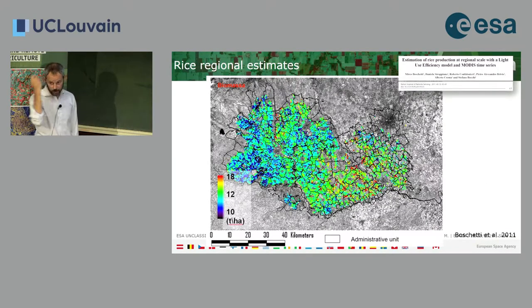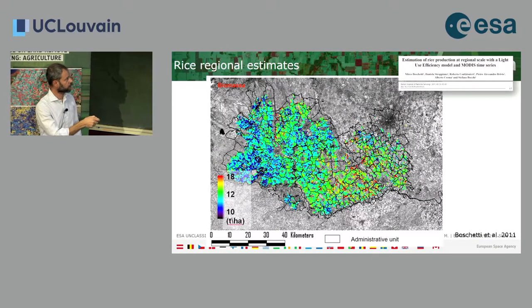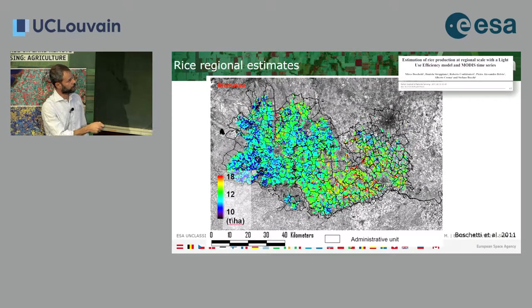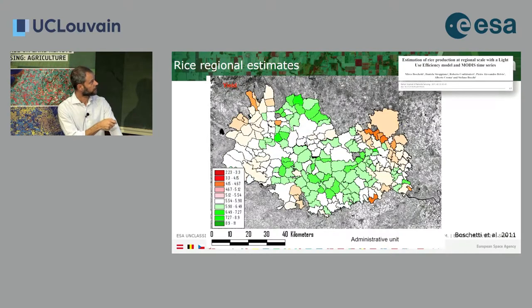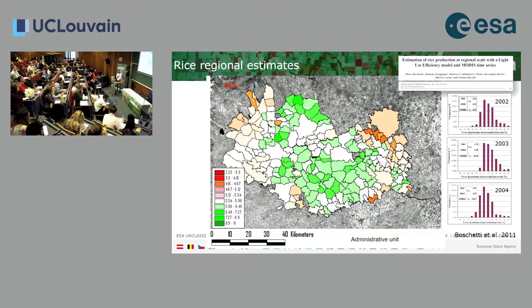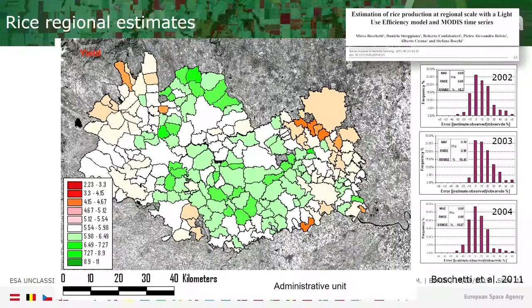In the case of my PhD, many years ago, I mapped the dry matter of rice in this area. Then, according to knowledge of the different cultivars existing, for each administrative unit we also mapped the final yield. We compared it with the statistics, and it was good enough, because the maximum absolute error was less than 1 hectare, and the relative error was about 50%.